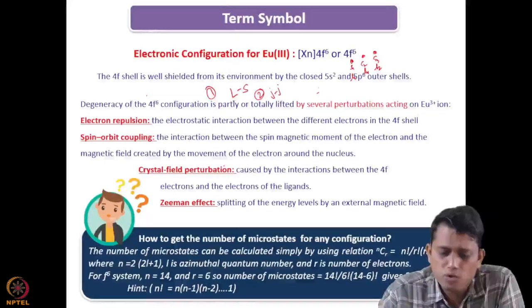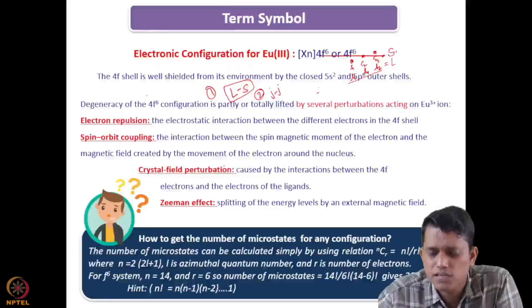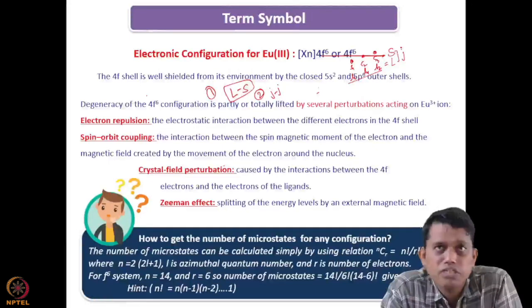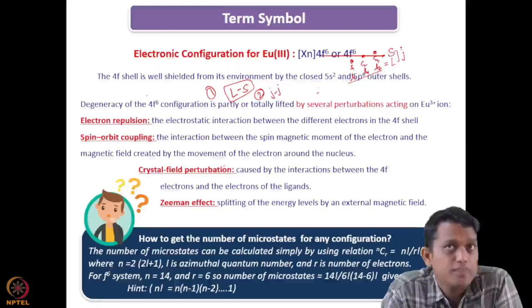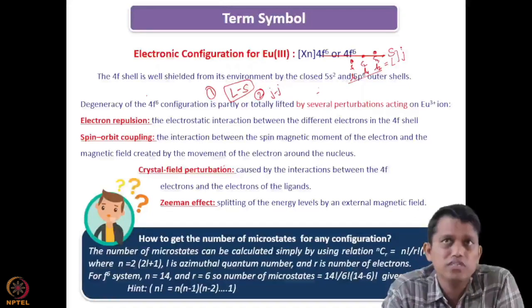When you talk about LS coupling, we sum up all the spins of the electrons to get a total value S. We sum up all the l's to get a total value L. And these will again couple weakly to give something called J. So here we individually first couple the spins, then the orbital momenta, and then we couple S and L to give the J value.